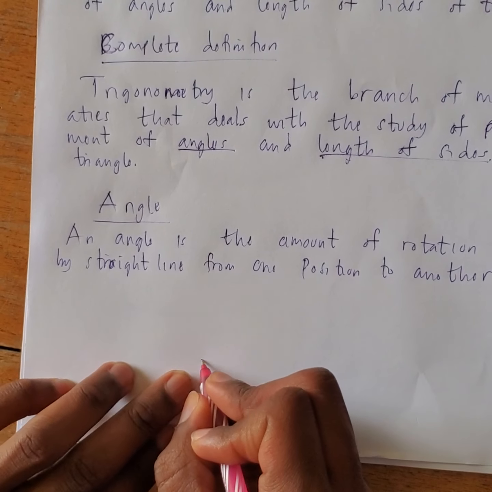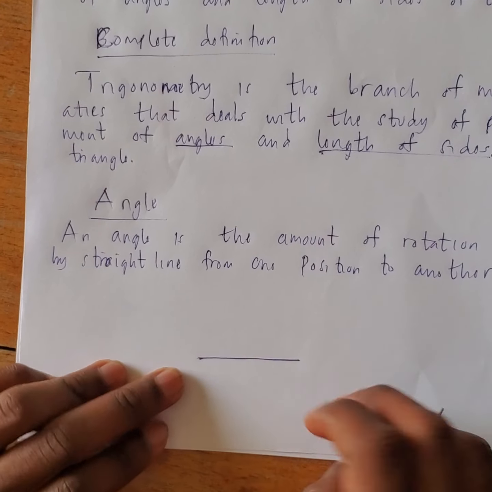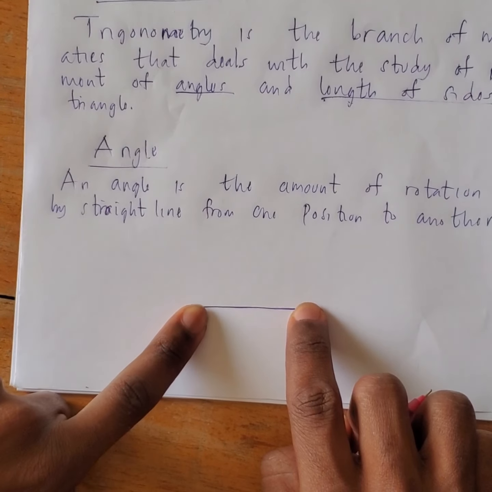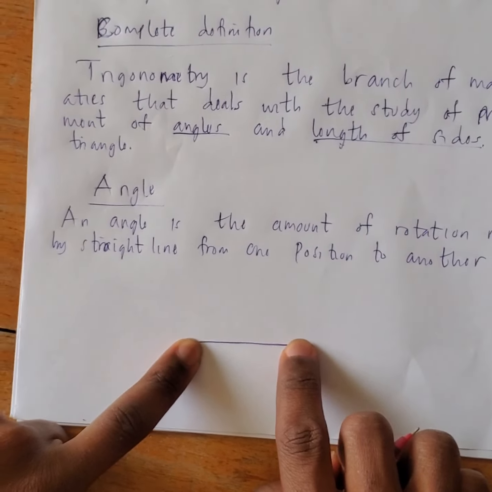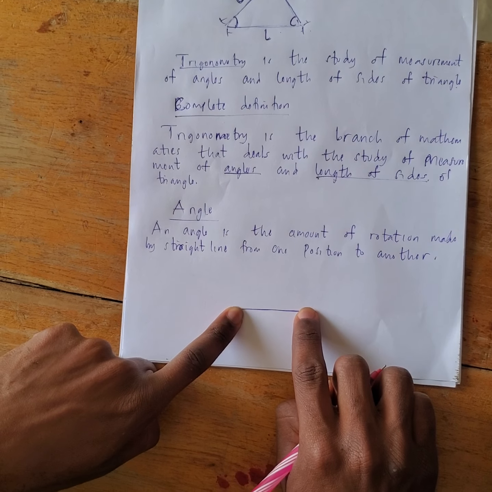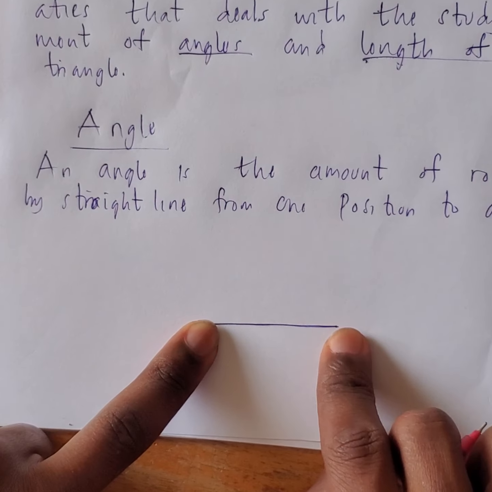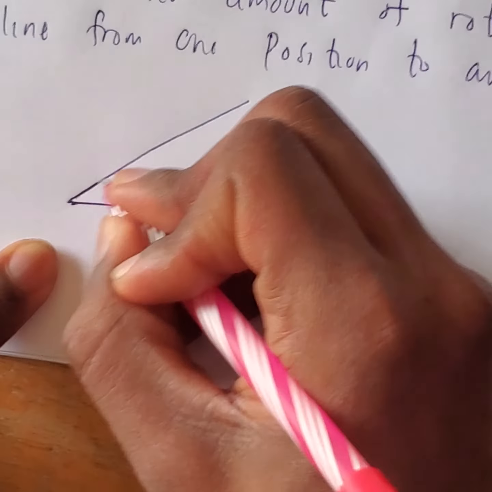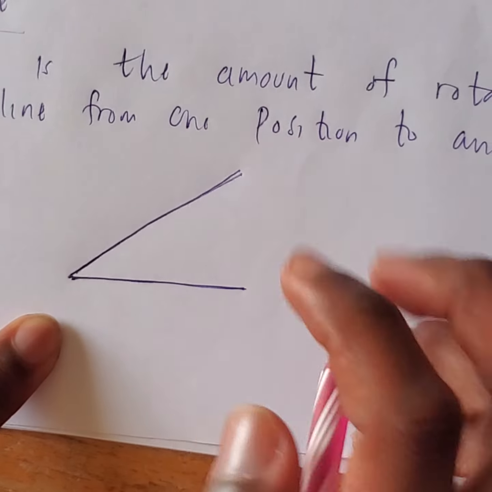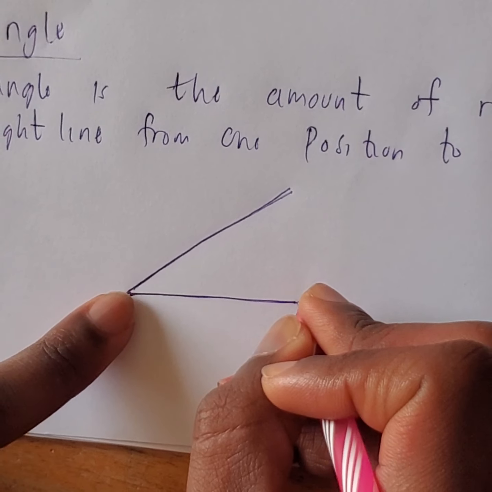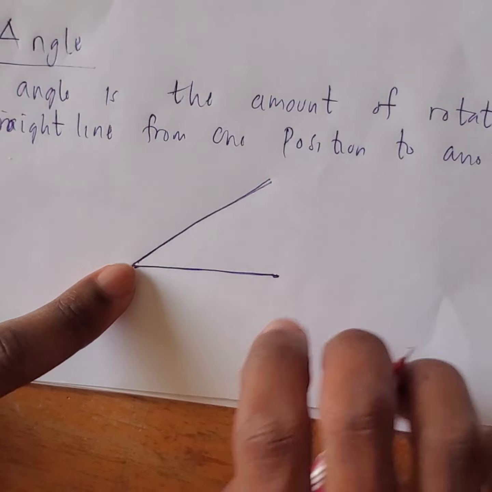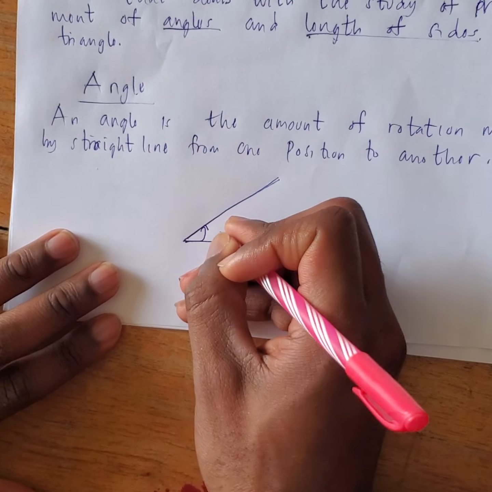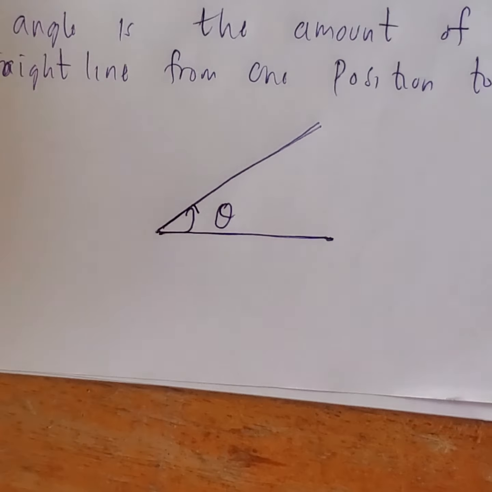For example, we have a line like this. Now this line is rotating. It means it's just spinning on its own axis. So when I rotate this line, now it is in this position, and now it is in this position. The amount of rotation made by a straight line when rotating from this position to this position is called an angle.